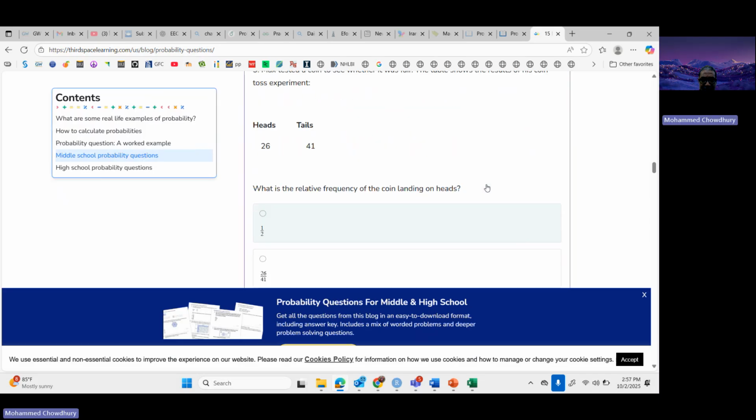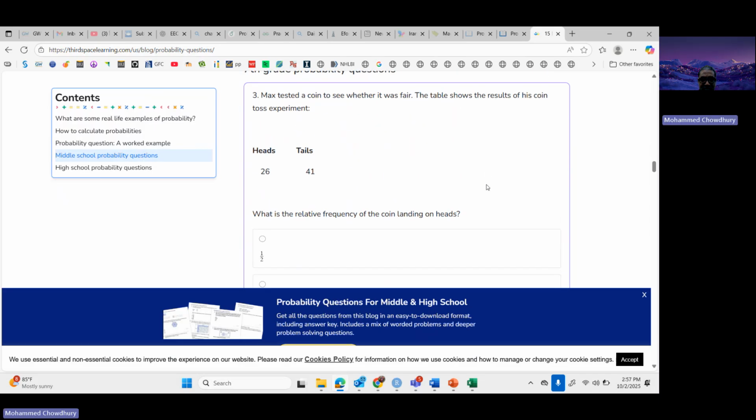Okay, so solve this one. Max tested a coin to see whether it was fair. The table shows the results of his coin toss experiment. So he tossed the coin 67 times. What is the relative frequency of the coin landing on heads? So that means 26 over 67.